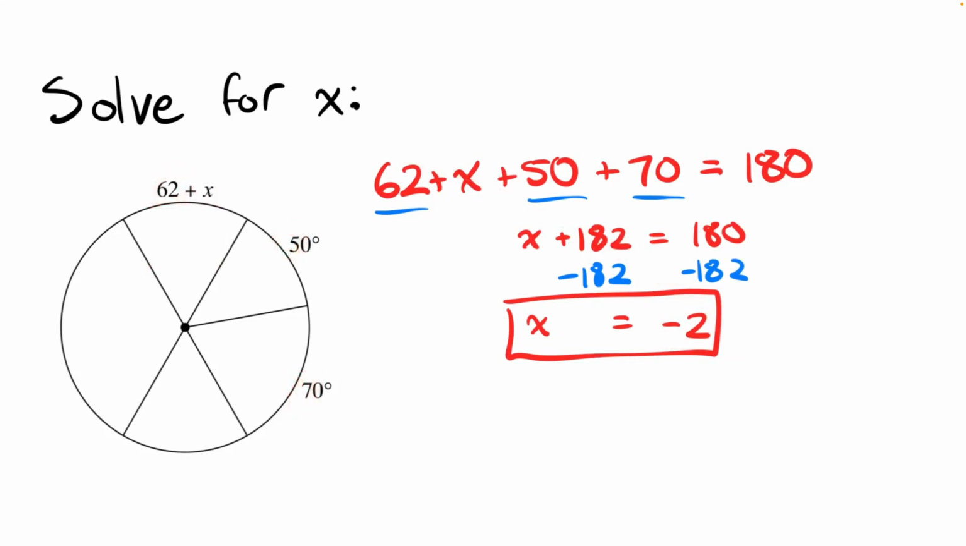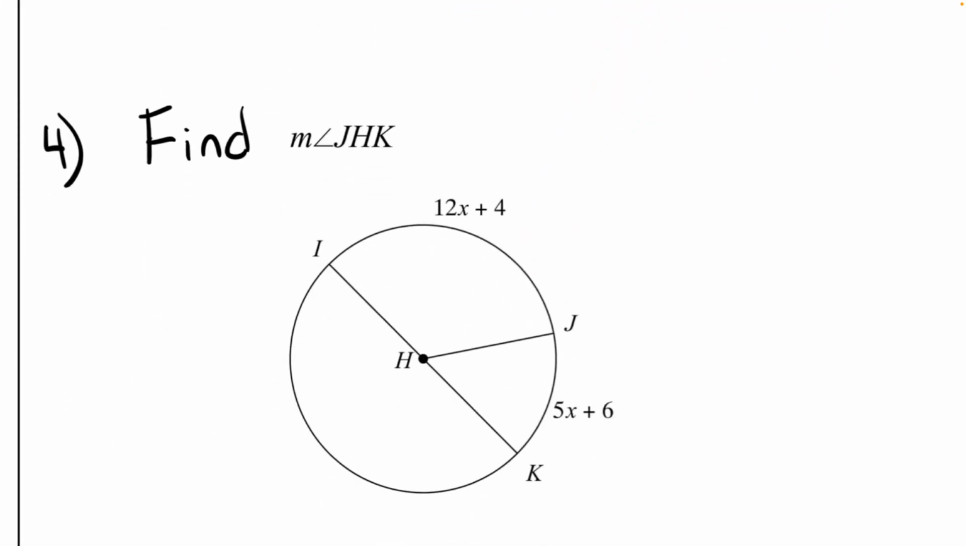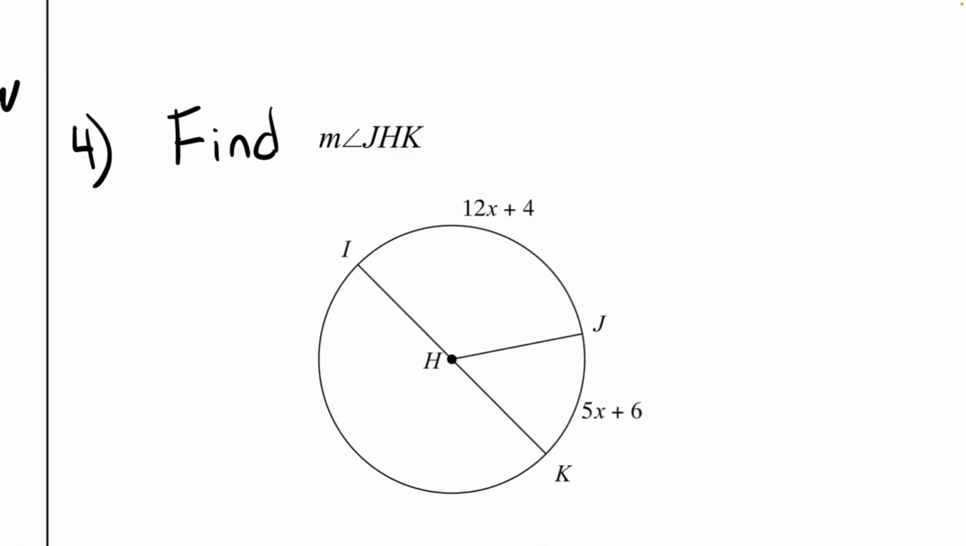All right, time for the hardest type of problem where you have to first solve for X and then plug the X back in to find the measure of angle JHK. So J to H to K, I'm really trying to find this central angle right here. And in order to find that, I need to find what 5X plus 6 is. In order to find that, I need to know what X is. So our first step, we need to solve for X. I need to create an equation to solve for X, then plug it back in, and I'm done.